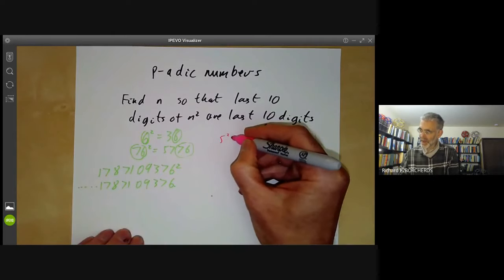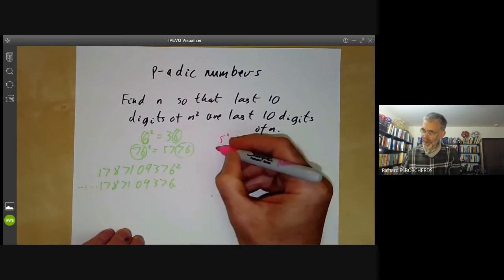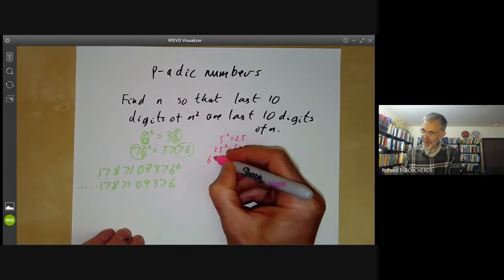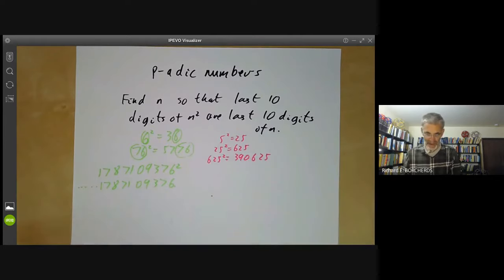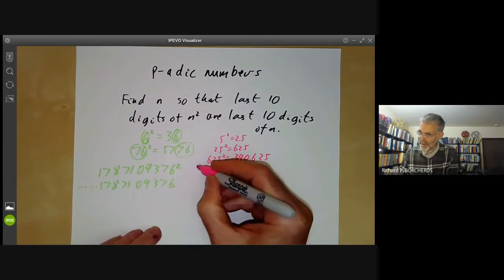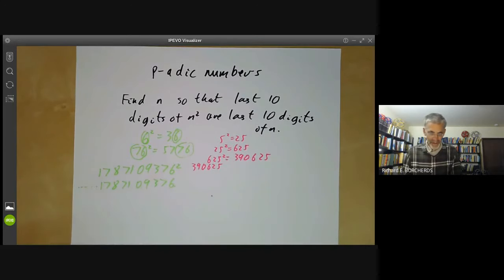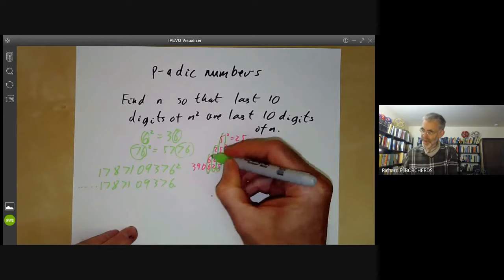There's a systematic way of producing numbers like this, where you just start with the number 5. So 5 squared is equal to 25, and that ends in a 5, and you just keep squaring it. So 25 squared is 625, and 625 squared is 390625, and so on. So you go from 5 to 25 to 625 to 390625, and you notice that the digits are gradually becoming the same. So all these are the same, all these are the same, all these are the same, and so on.